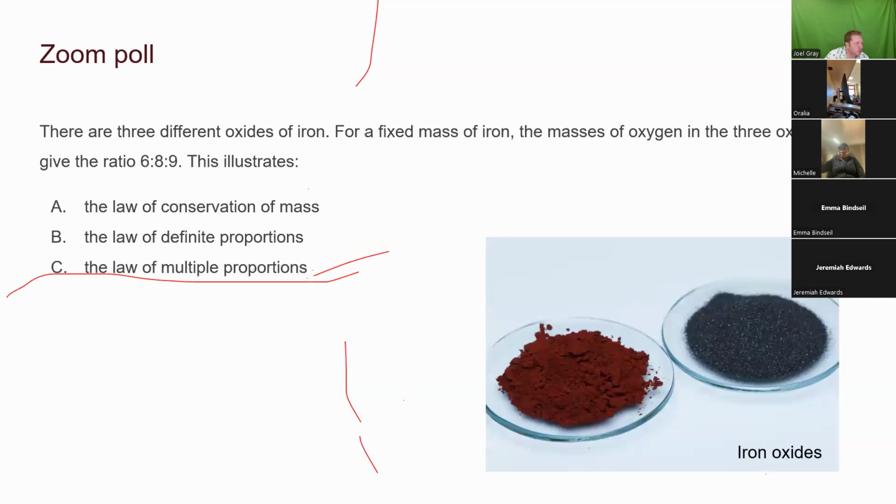Okay, next up is this right here. So we've got another poll coming. And again, this is going to be an ABC poll. So okay, there are 3 different oxides of iron. For a fixed mass of iron, the masses of oxygen in the 3 oxides give a ratio of 6, 8, and 9.